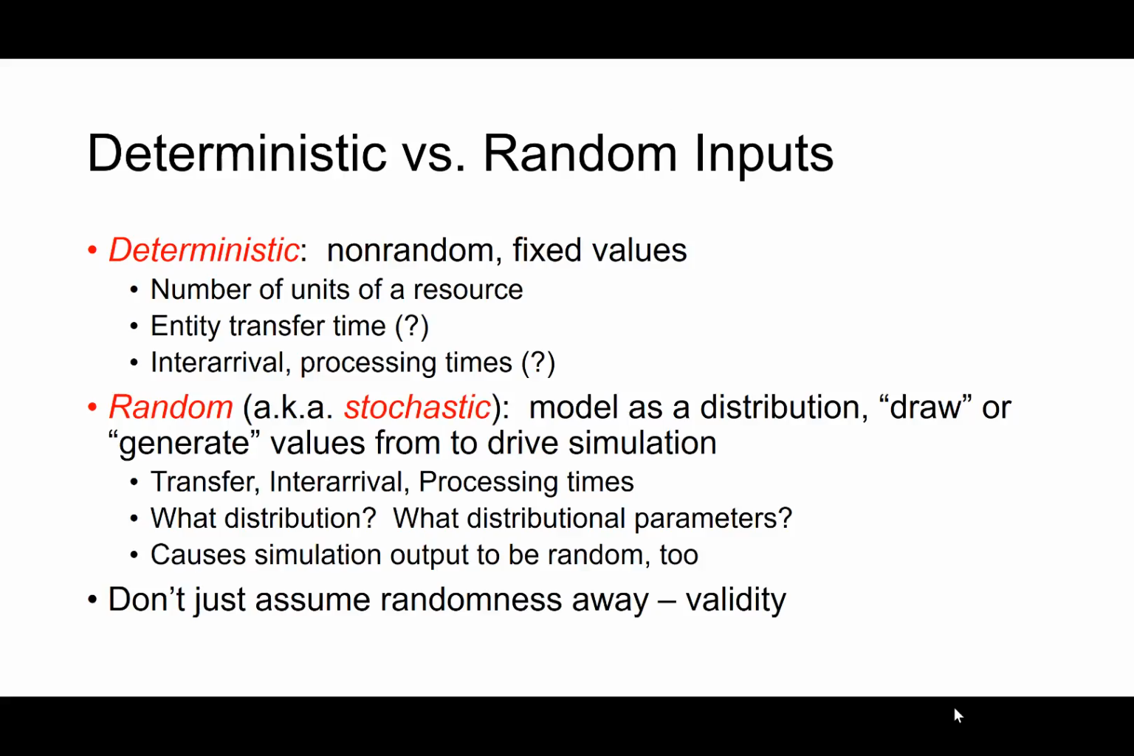Deterministic versus random inputs. So remember, deterministic is a non-random and fixed value. So the number of units in a resource, transfer time, inter-arrival time. Whereas random, or stochastic, as we've talked earlier, is modeled as a distribution or draw or generate values to drive simulation. So transfer, inter-arrival, processing time, those things can be variable. So don't just assume randomness away. Make sure that it's valid and go and validate if there is variability to consider.